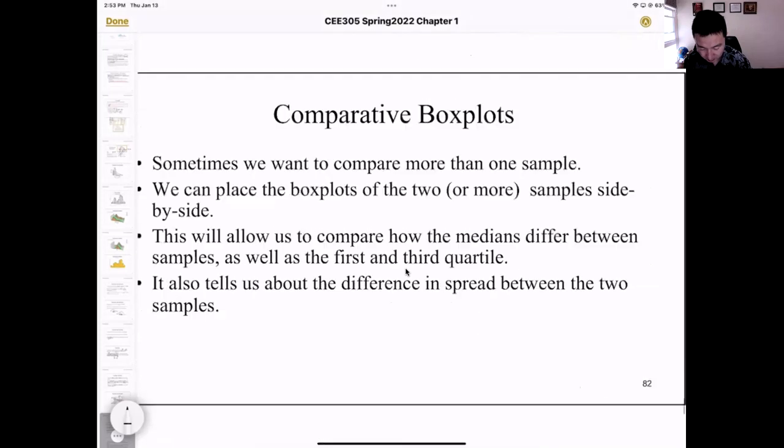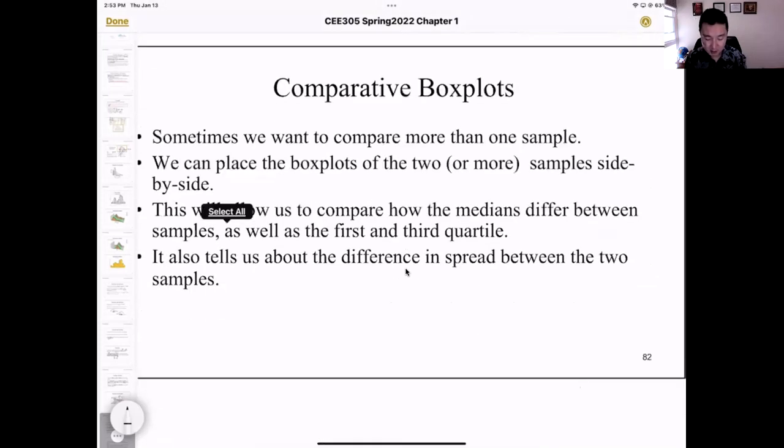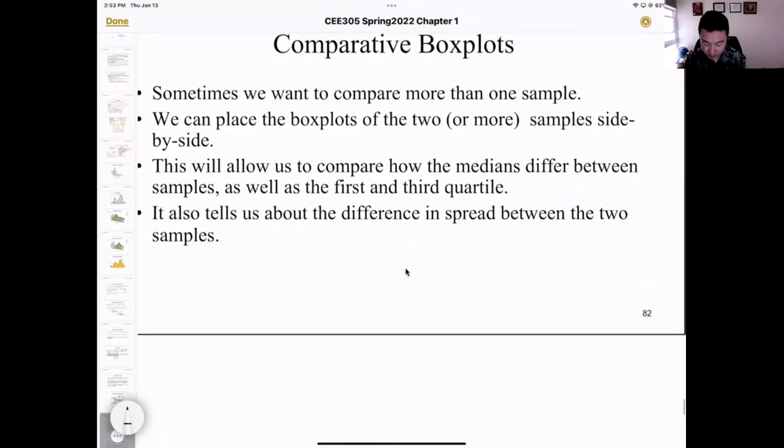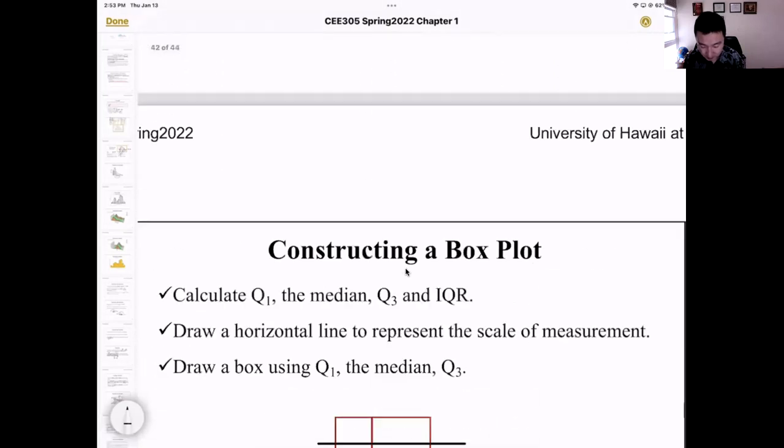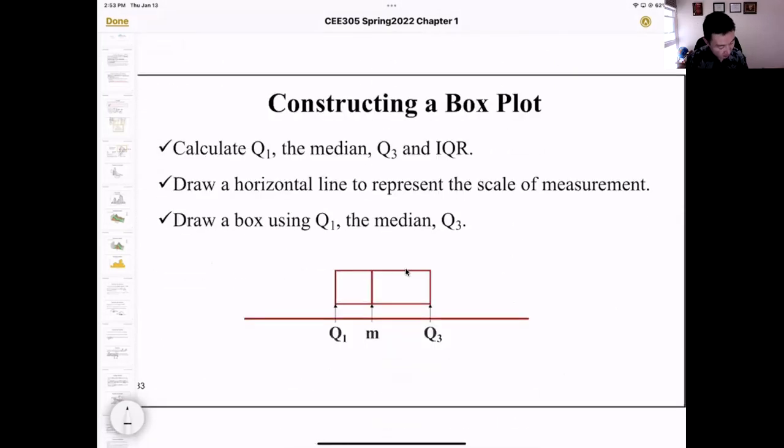Okay. So we can also put box plots side by side and compare them. We can easily see how the median differs between the samples and also the quartiles, and also how the samples spread. Okay, let's have an example.